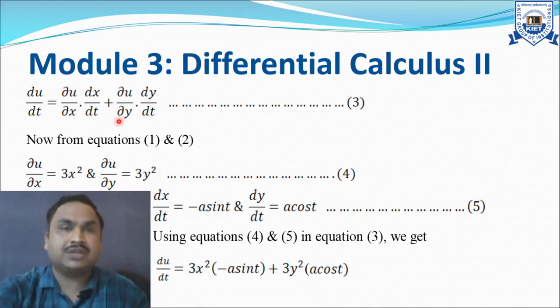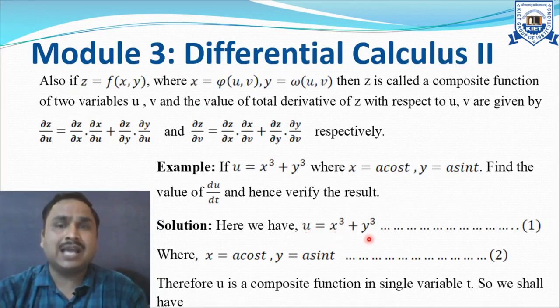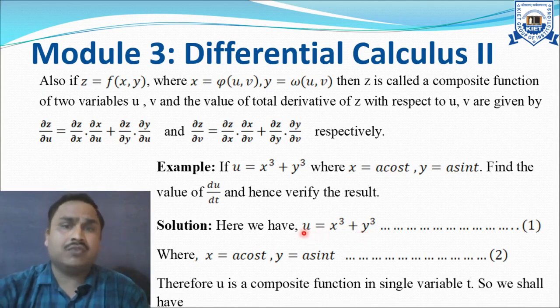So from equation 1, differentiating u partially with respect to x, we shall get ∂u/∂x equals 3x², as a function of y will be treated as constant, and ∂u/∂y equals 3y², as a function of x will be constant.